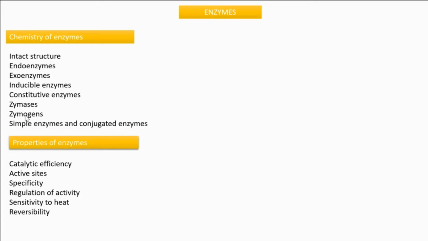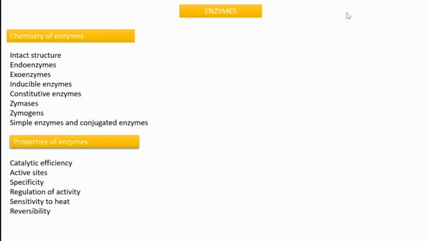Then zymogens. Zymogens are otherwise called proenzymes. These enzymes are actually produced in inactive states. Later on only they become active. Such types of enzymes we also learned in our first chapter in physiology. That example comes here also. They are trypsinogen, pepsinogen. They are all digestive enzymes that help in digestion.